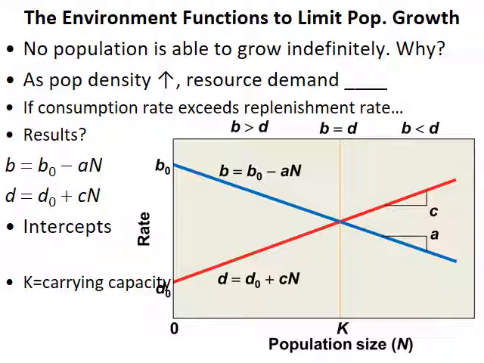Our A and our C are both constants here. You can see these are the slopes of the lines. So we've got a birth rate that's decreasing as population size increases, and a death rate that is increasing as population size increases. The same figure is on the next slide, so I'm going to go over there and talk a little bit more about it.